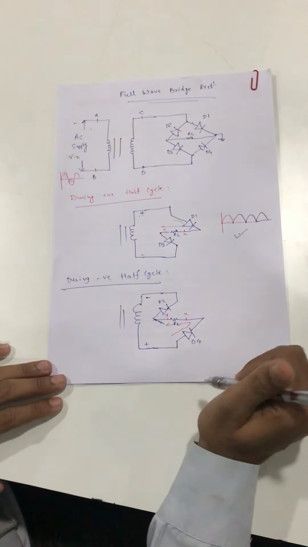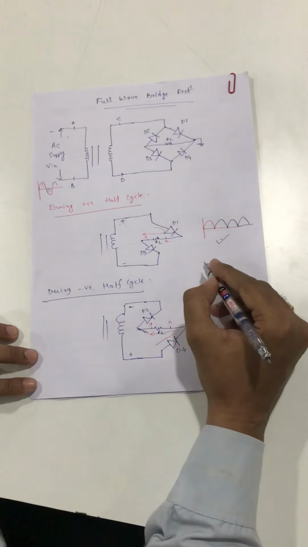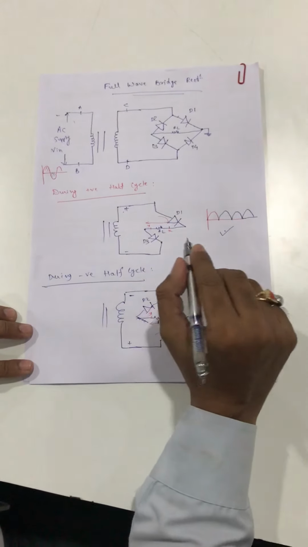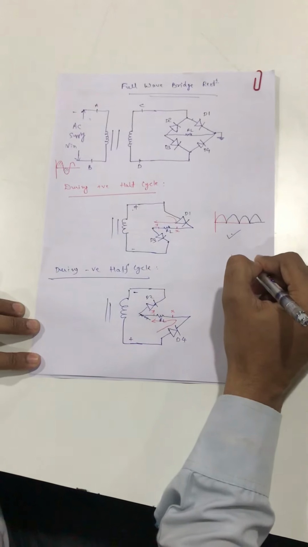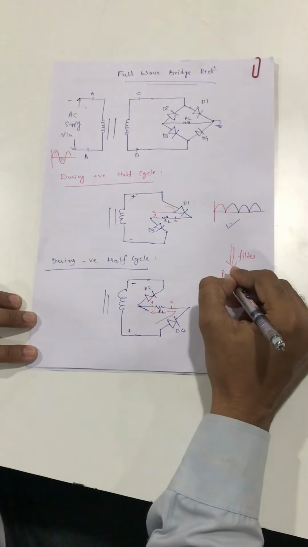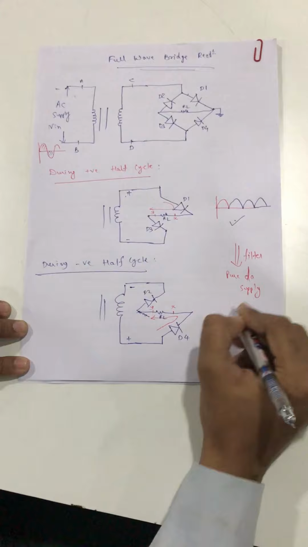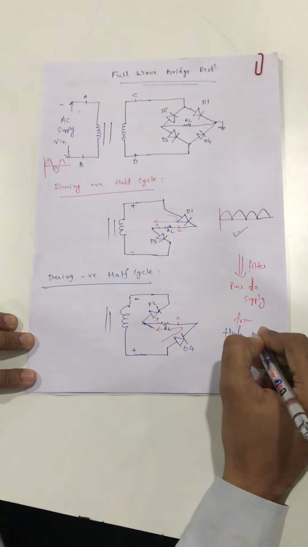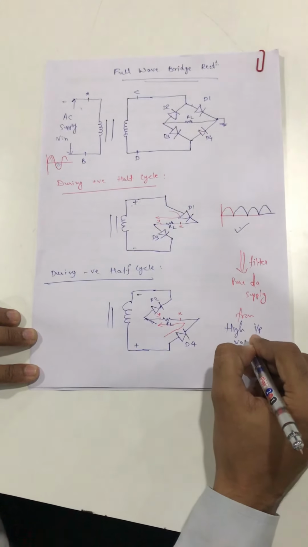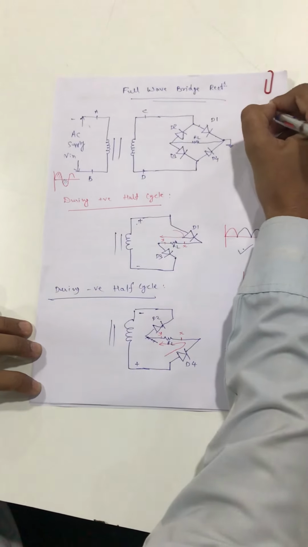Now, what we are getting here is pulsating DC. We can remove that pulsating DC and convert it into pure DC with the help of filter circuitry. With the help of a filter we will get a pure DC supply from the high input AC voltage. So this is the full wave bridge rectifier.